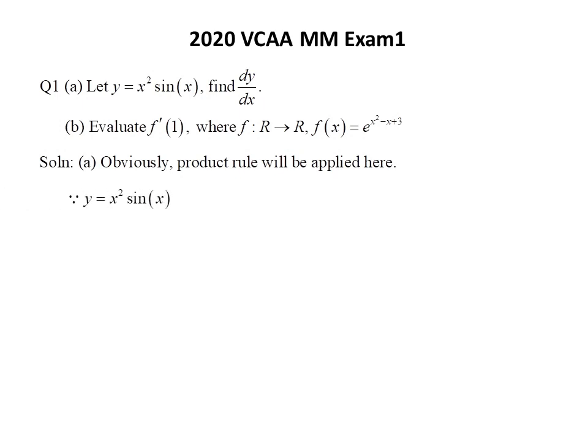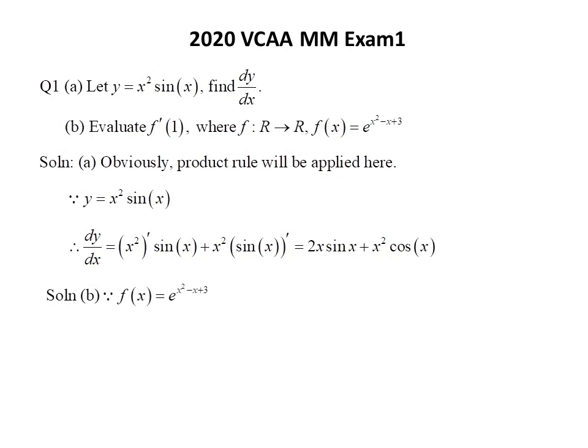According to the product rule of differentiation, the derivative function in part A equals the differentiation of x squared multiplied by sine x plus x squared multiplied by the differentiation of sine x, which equals 2x sine x plus x squared cosine x.